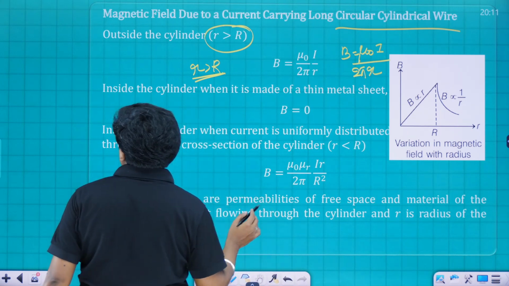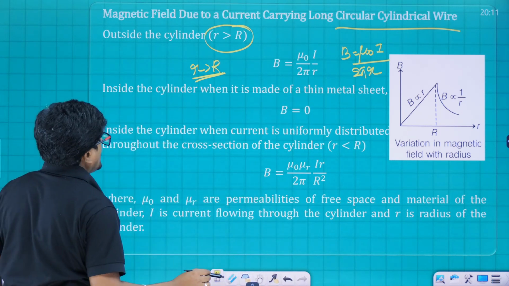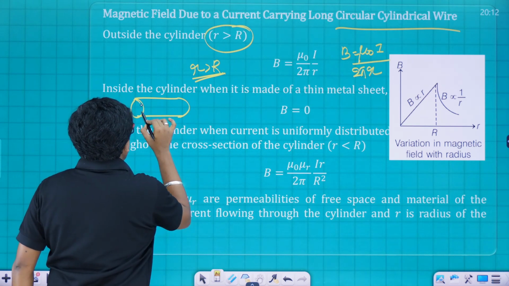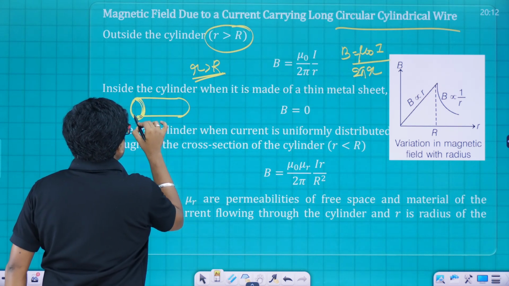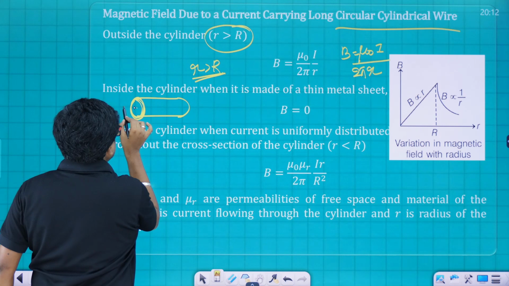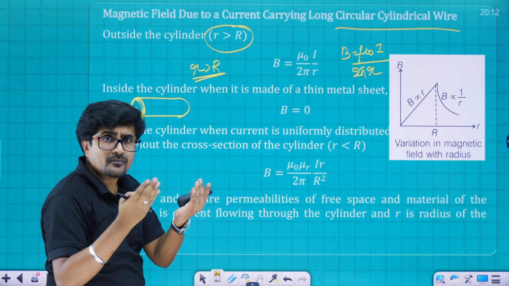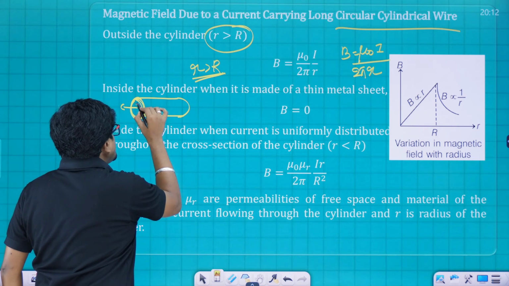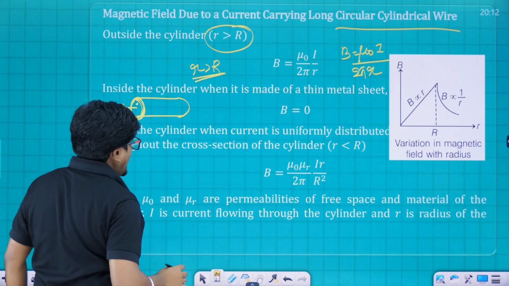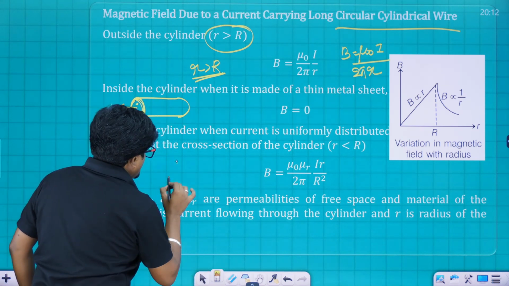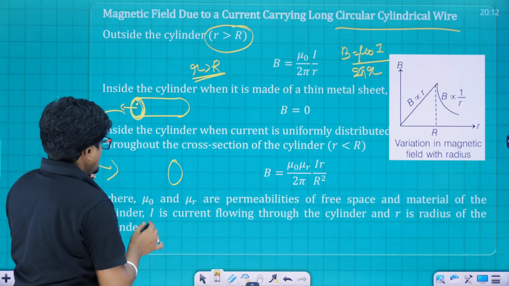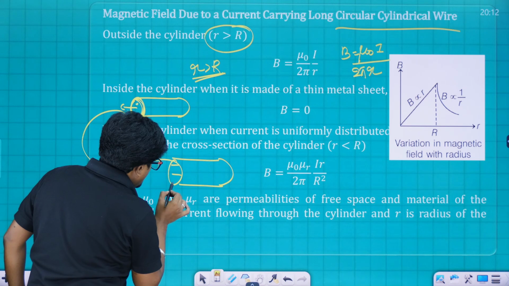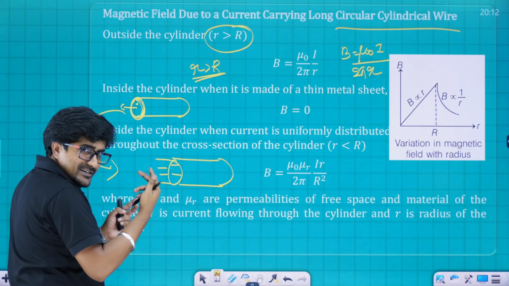Now, if the cylinder is something like this, that means current is passing only through this portion, and the inside portion is a hollow structure. It's a hollow cylinder. Let me redraw the same structure over here. The current flowing is only through this particular portion, and its inside portion is a cavity.